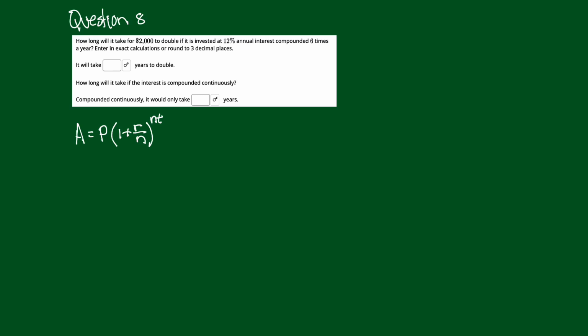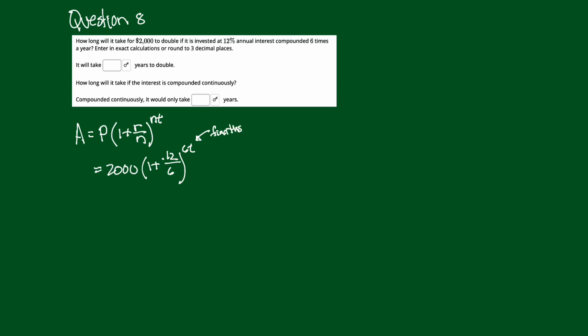Now let's put in some numbers that we know. I'm going to skip the A for a minute. I'll come back to it. This is equal to, now the amount we're investing is 2,000, so we're going to have 2,000 times the quantity 1 plus r. Now this is at 12%, so 0.12 divided by 6 times a year, to the n, which is 6 times t. Now that's what we're trying to find.